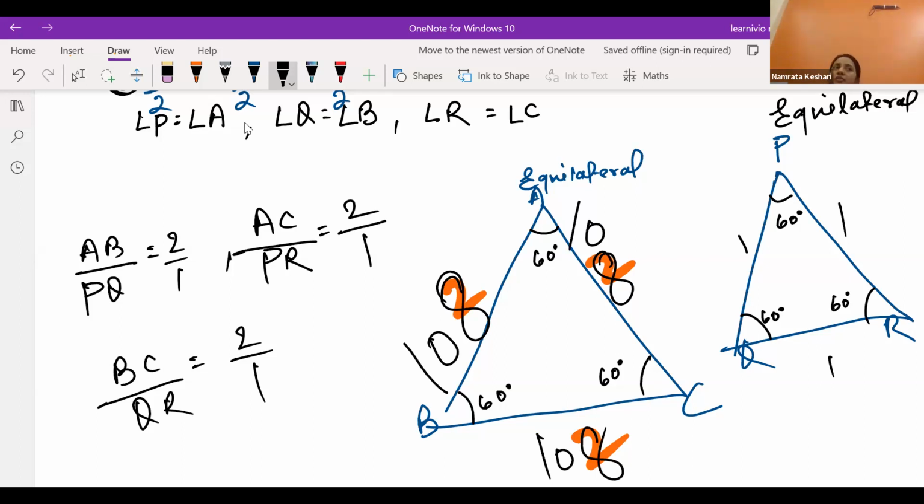Why? Because all three sides here and all three sides there are proportional with each other, and angles automatically, due to equilateral, are 60, 60, 60. So it will always be similar with each other. This is a statement you will be getting here and there in a reason based question and in fill in the blanks question that two equilateral triangles are always similar. You will say yes, it is true.